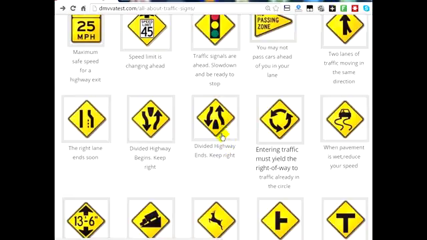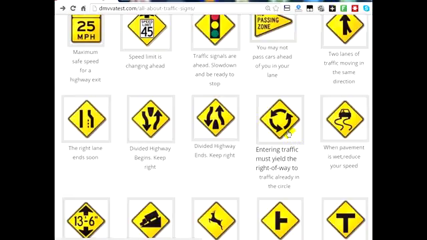A lot of times what will happen is the median will end and then you'll be side by side with oncoming traffic, so you have to be careful of that and slow down. When you see this sign of entering traffic, you must yield the right of way to the traffic that's already in the circle.